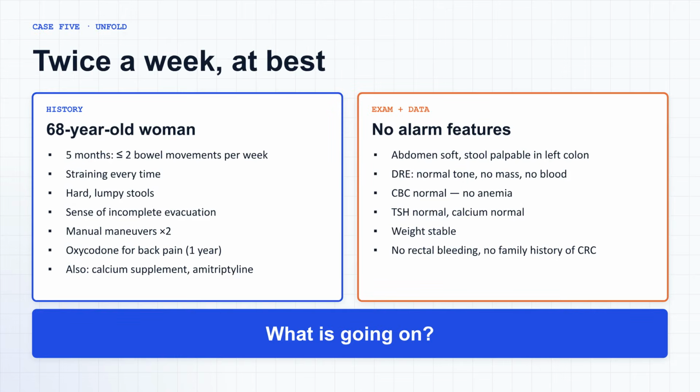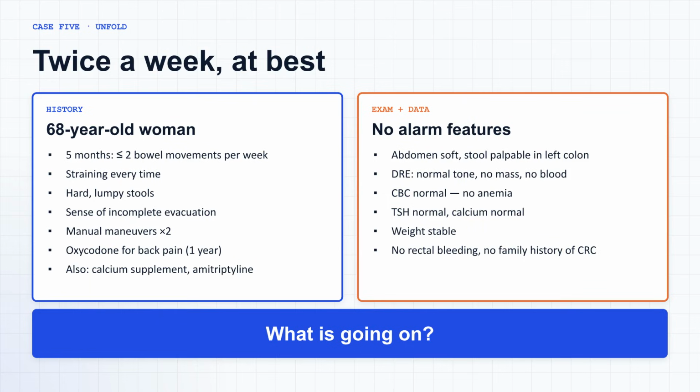Our fifth patient is a 68-year-old woman. She comes to clinic frustrated. For the past 5 months, she has moved her bowels twice a week at best. She strains every time. The stool is hard and lumpy, and she often feels she is not finished. Twice, she has had to use her fingers to help. She started oxycodone for back pain last year. She also takes a calcium supplement and amitriptyline for sleep.